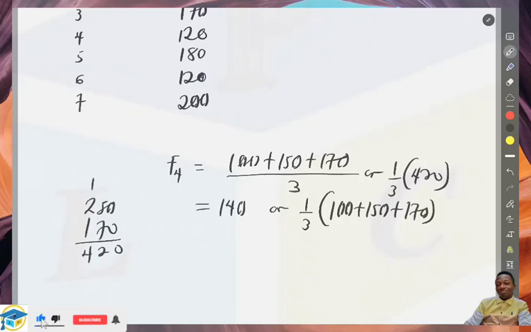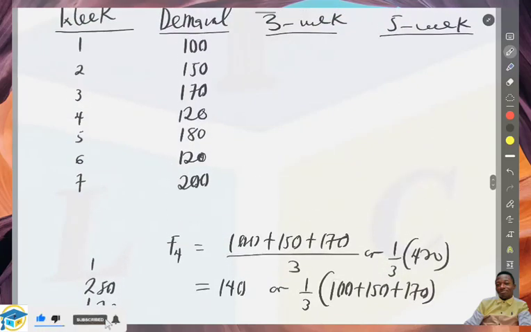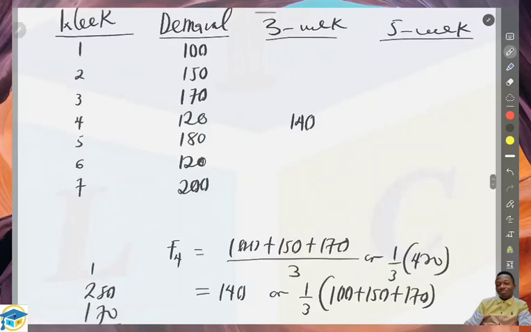So let's take note of that. And these weights are always placed on the most recent data. So let's take note of that. So here we have 1/4. So for week 4, we have the forecast to be 140. And that is that. Okay. So once that is done, we can also find the forecast for week 5, week 6, and week 7, right? So let's continue.